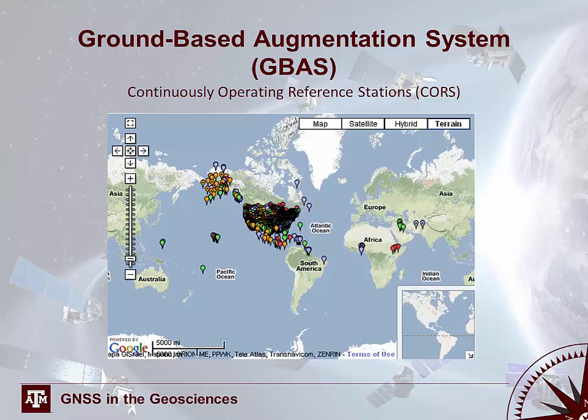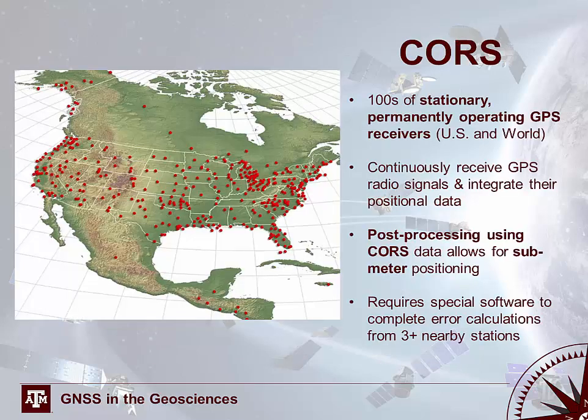One of the most common ground-based augmentation systems that's widely spread is called a continuously operating reference station, or CORS. Now, CORS is composed of hundreds of stationary, permanent operating GPS receivers, and these are in very well-defined, pre-surveyed locations throughout the U.S. and actually all over the world. What these do is they continuously receive GPS radio signals and integrate their positional data. The post-processing using the CORS data can allow you to get sub-meter positioning. However, this requires special software to complete these error calculations, and you need to use 3 or more nearby stations.